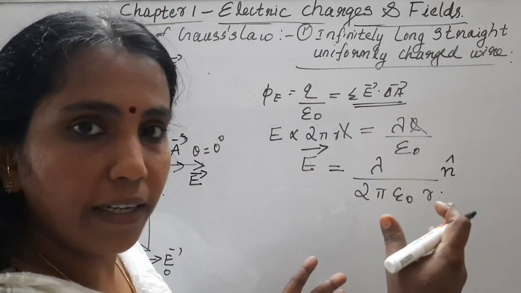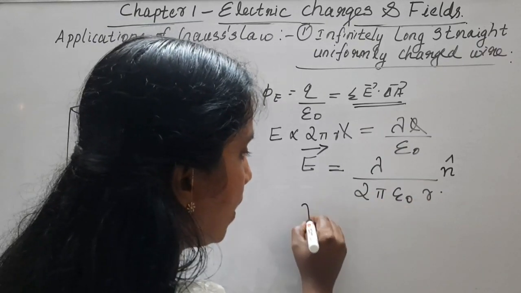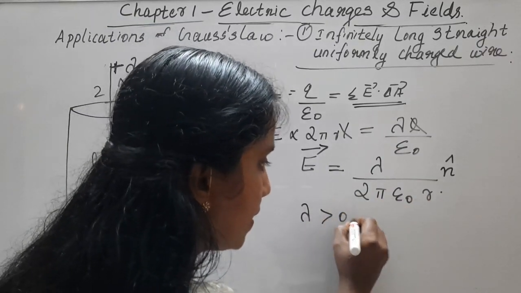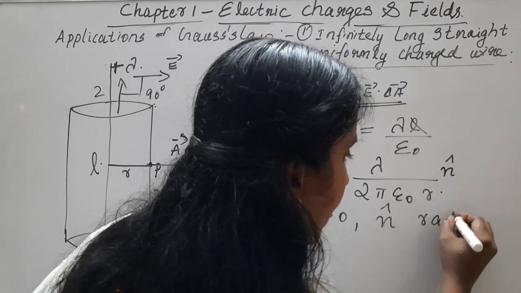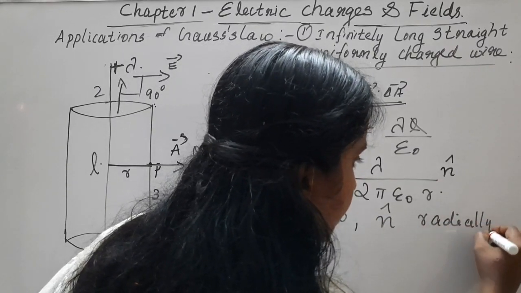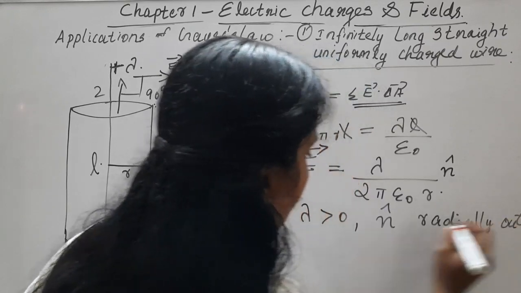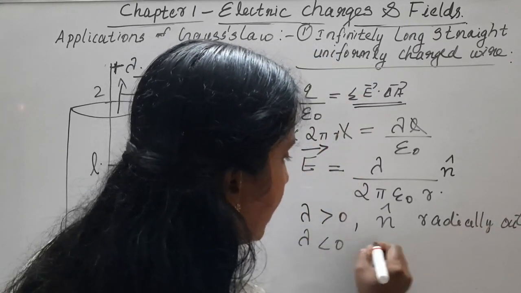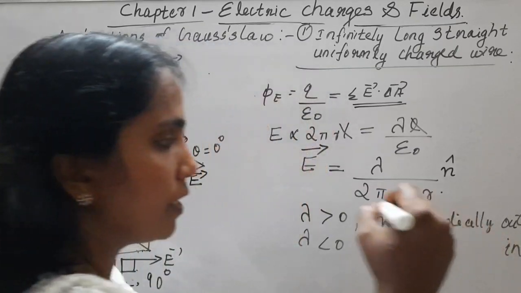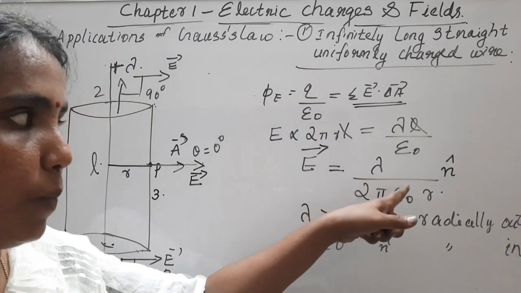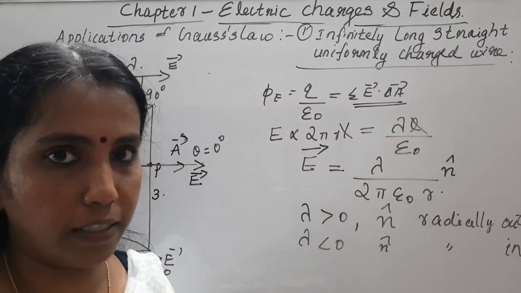How will we explain that unit vector? When lambda is greater than 0, n cap is the unit vector which is radially outward. And when lambda is less than 0, n cap is radially inwards. So that is how we can explain the direction of electric field.